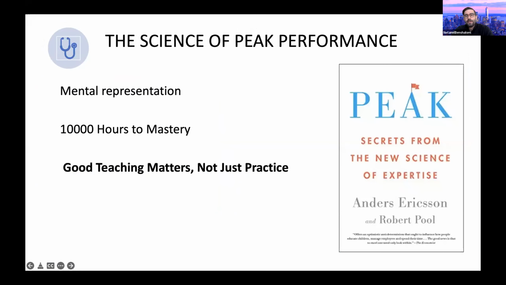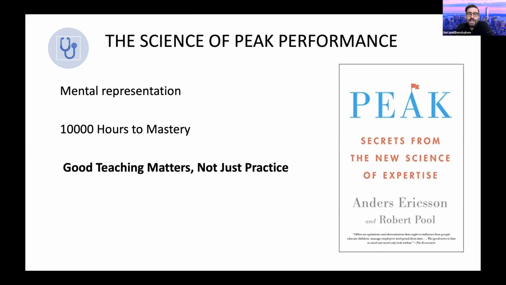And I cannot talk about surgical teaching without talking about the science of peak performance and the science of teaching. And there is a lot written about that. One of the most famous books is Peak. And essentially what I do with the residents before every case is mental representation, so we can go over the case. What are the next steps? What are the first stages? What happens if we encounter any problems?